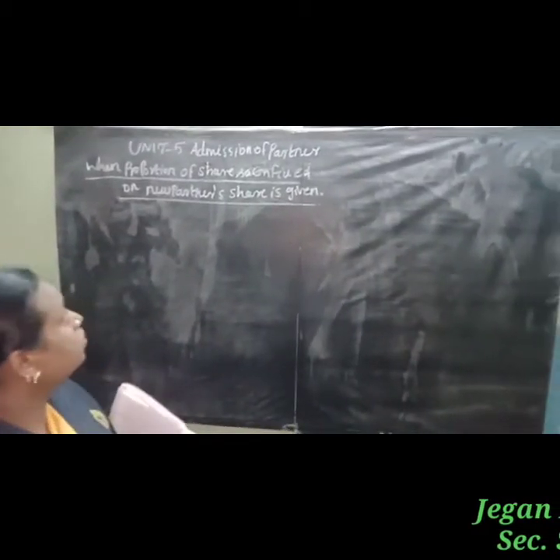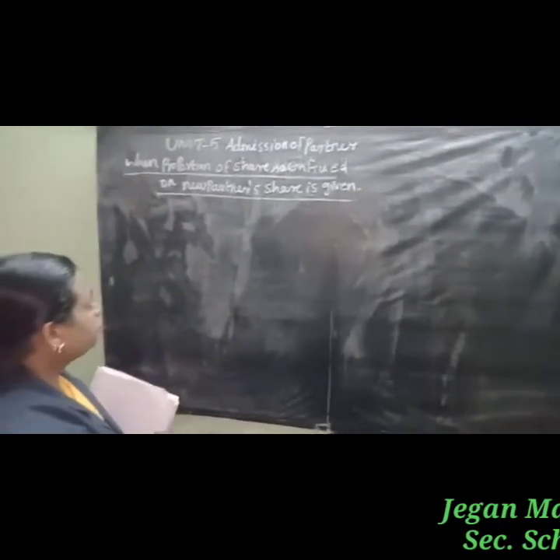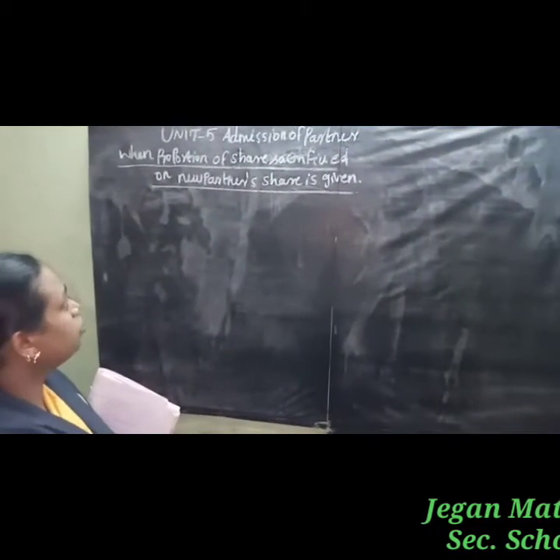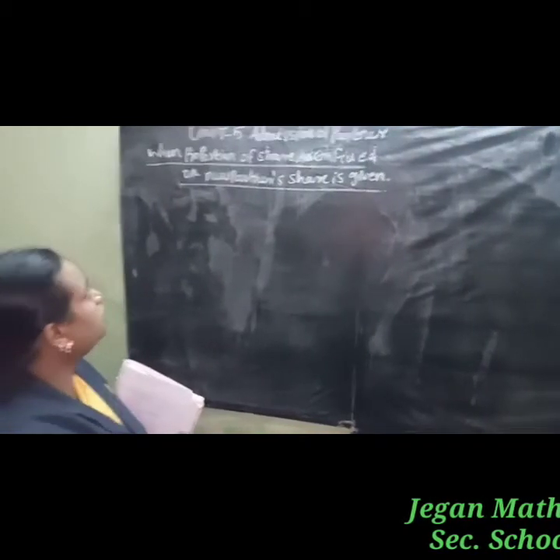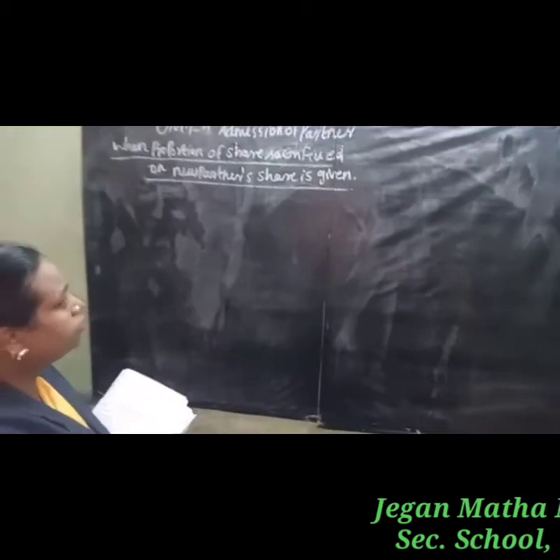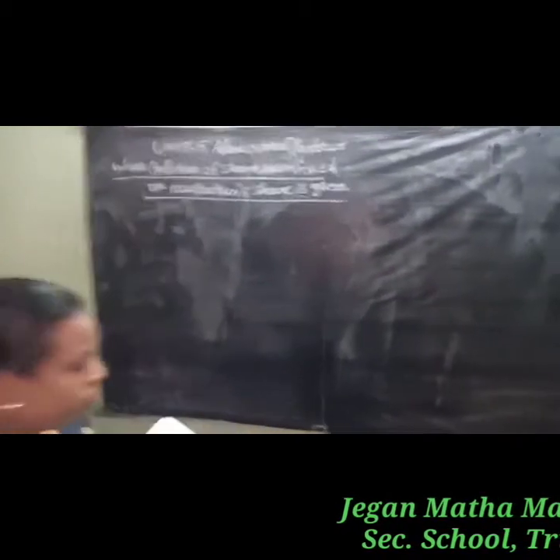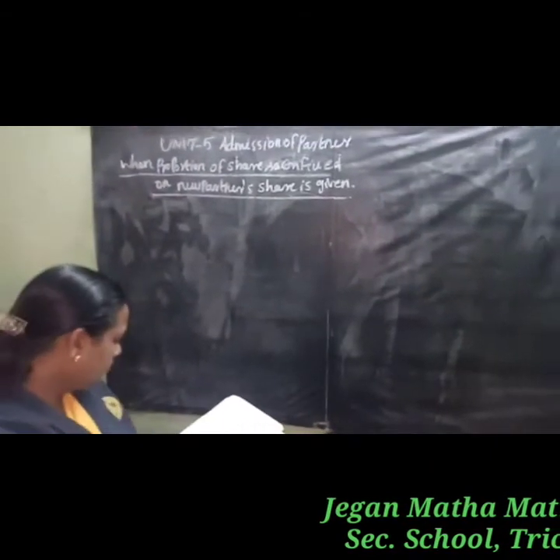So in this chapter we are going to discuss unit 5, admission of partner. The topic: when the proportion of share sacrificed by the old partners and the new partner's share are given, how to calculate the sacrificing ratio and the new profit ratio. Okay, so let's see the sum.